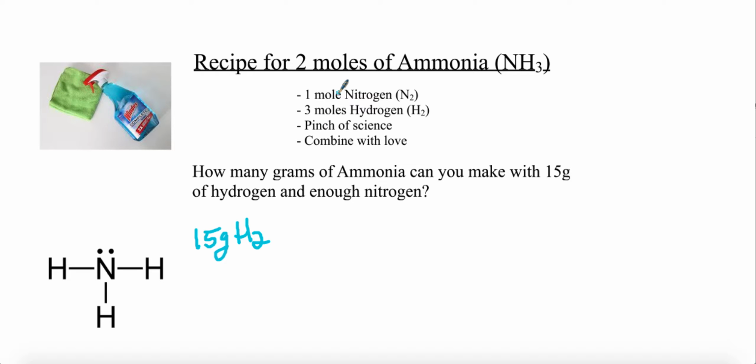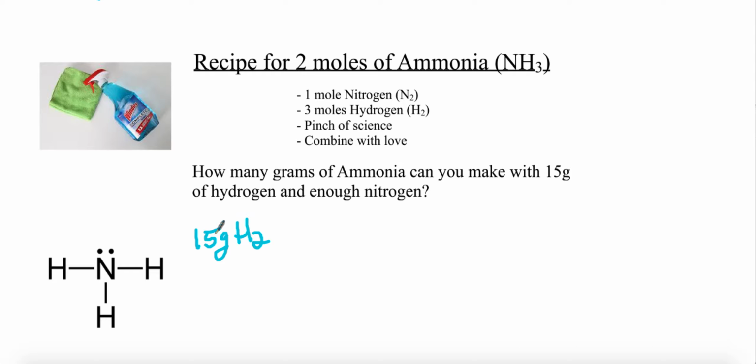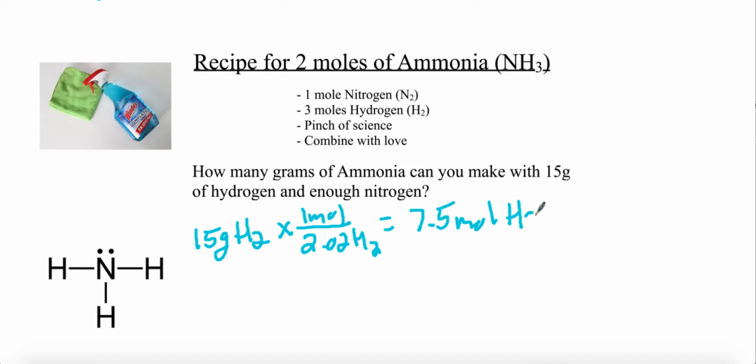Well, here we know moles of hydrogen that go into the recipe. So our 15 grams, much like how previously we figured out how many cups of chocolate chips went into it, we've got to figure out how many moles of hydrogen this is. Just converting grams into moles is easy enough, just dividing by the molar mass of hydrogen. So here, we should get roughly 7.5 moles of hydrogen. Awesome.